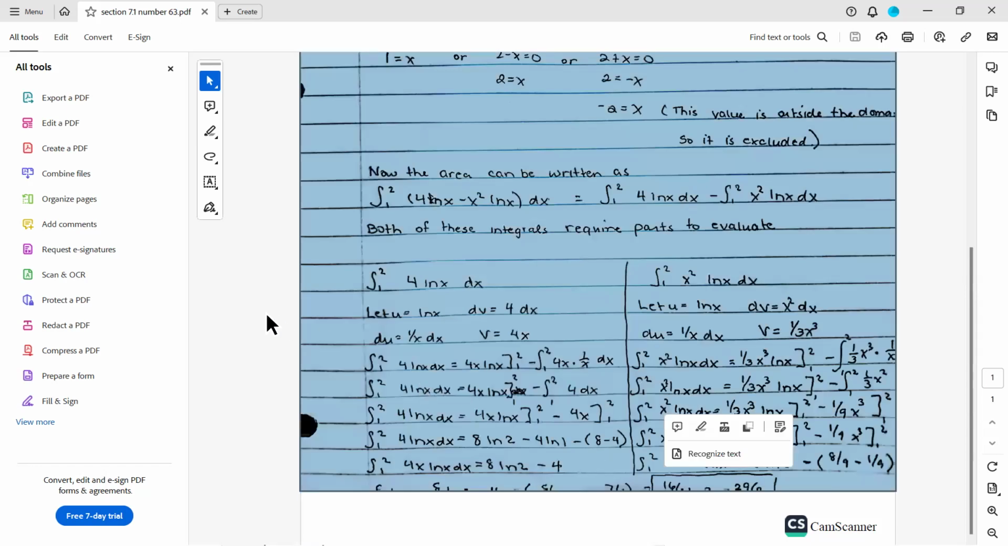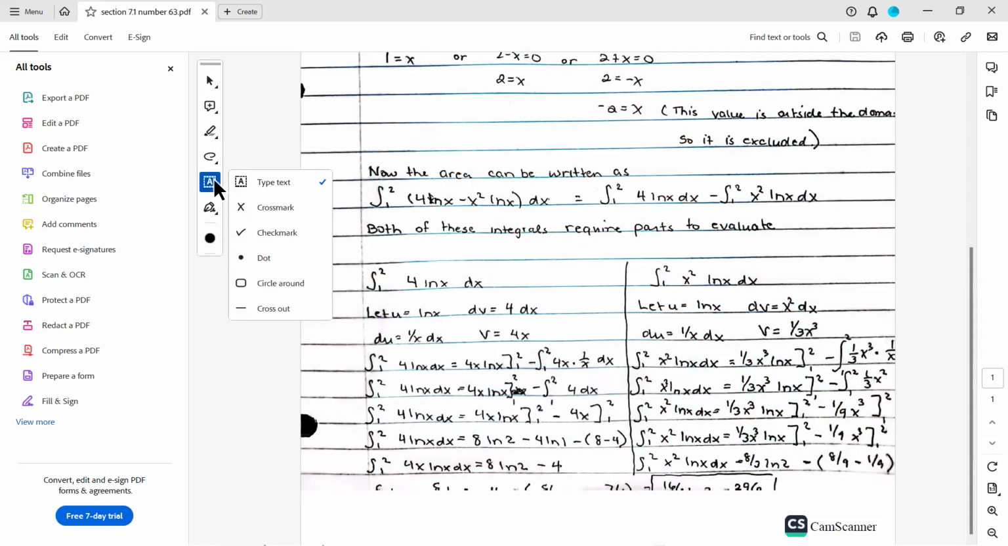So let me type it up here where you can see it. So it's 16/3 ln 2 minus 29/9. That is my answer for that.